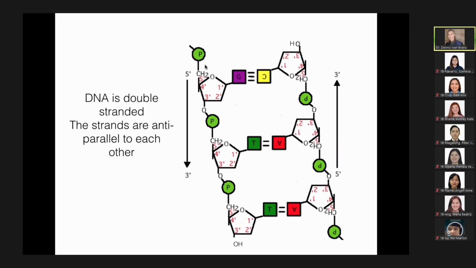Now, since DNA has a polarity, the sequence of the bases on the DNA should always be read in the 5 prime to 3 prime direction. Thus, this strand sequence is read as G, T, T, while the complementary strand sequence is also read in that direction, A, and C.